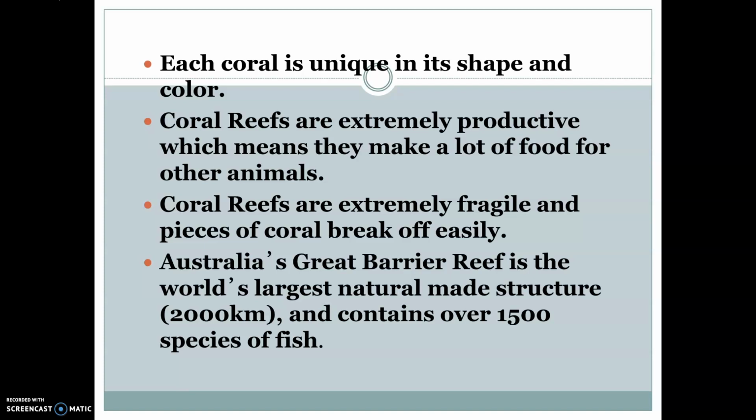Corals are extremely productive, which means they make a lot of food for other animals, which is why we see that high population of animals in this small area of the ocean. Reefs are also extremely fragile, so they're easily broken, which is why we see a lot of our coral reefs sometimes being destroyed. One of the most famous ones I'm sure you've heard of is Australia's Great Barrier Reef. It is the largest natural-made structure and contains over 1,500 species of fish. Again, high diversity in these areas, 25% of the entire marine world.